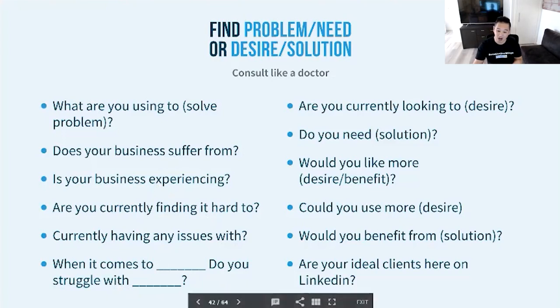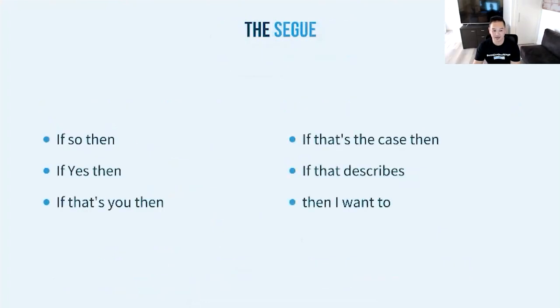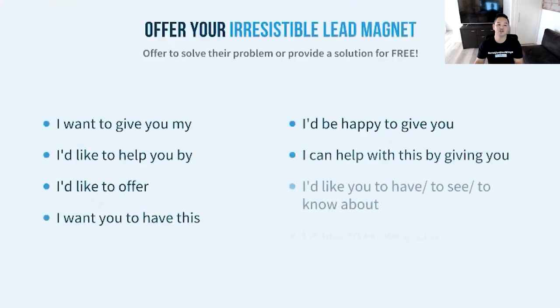I say, hey, are your ideal clients here on LinkedIn? I ask them, because I don't know if they are or not. I don't know if they're doing a LinkedIn campaign or not. So I say something like, hey, are you currently looking to desire? And then I say, if so, then, if yes, then, if that's you, then, if that describes you. Then you fix their problem or provide a solution for free.